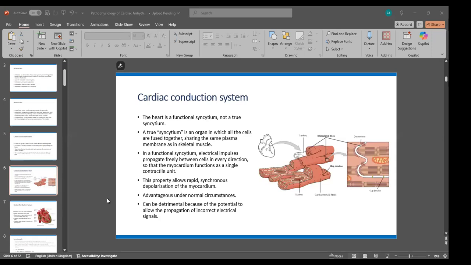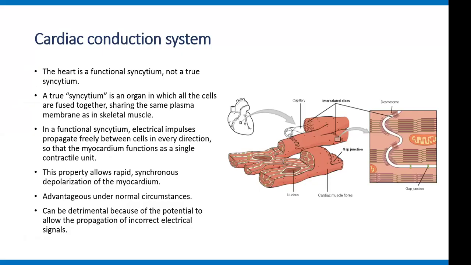So the advantage is that it allows rapid synchronous depolarization of the myocardium. But the disadvantage occurs if there is a problem, which means that once you have an abnormal propagation or impulse, it is also going to depolarize or spread in a synchronous fashion. So that is the disadvantage of it being a functional syncytium.